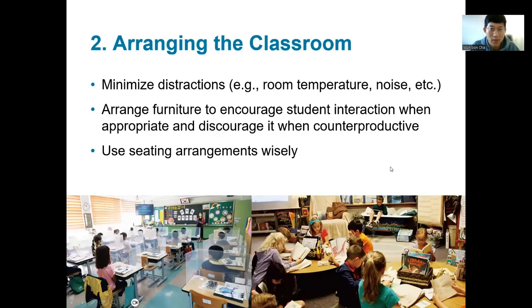Another strategy, another aspect of classroom management that I want to mention is arranging the classroom. You need a physical environment that minimizes distractions. And this can include many different aspects such as room temperature, noise, etc. So think about arranging the furniture like whether you want to encourage student interaction or if you want to do some more individual work. So you need to arrange the furniture, desks, chairs, depending on the activities that you want to use during your instruction.